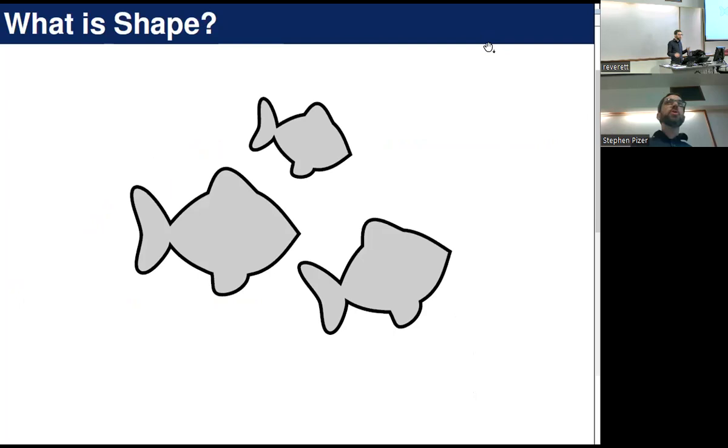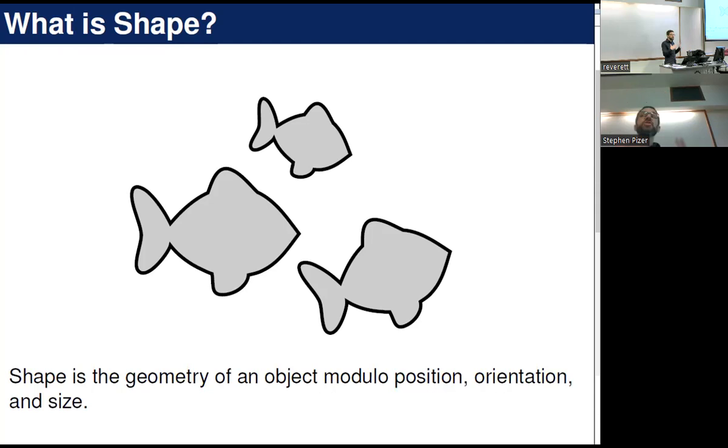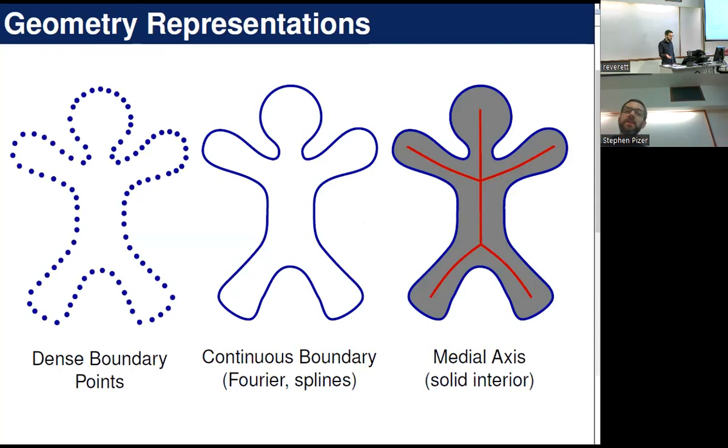Okay, and so I know you know the answer to this question on this slide, what is shape, because you've been in this course for about a half semester already, but I'll just give you my usual spiel about what is shape mathematically. So if you think of the fish objects, they all have the same shape. I know because I drew them and I just rotated and translated and scaled the same fish object. So the point is that shape is geometry, but it's the geometry that's left over when you disregard position, orientation, and size of the object. So if you think of modding out or removing somehow that information, the geometry you have left over is what we call shape.